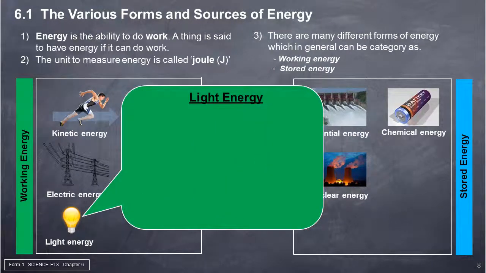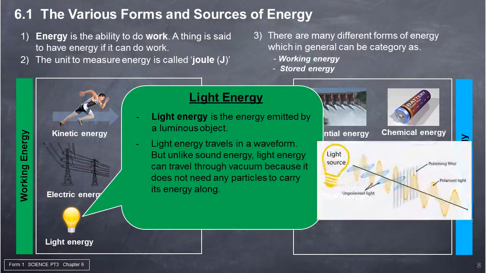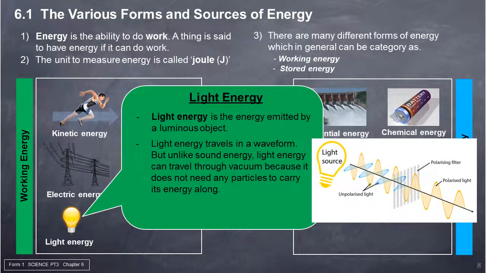Light energy. Light energy is the energy emitted by a luminous object. Light energy travels in wave form. But unlike sound energy, light energy can travel through a vacuum, because it does not need any particles to carry its energy along. Our sun is the main source of light energy.